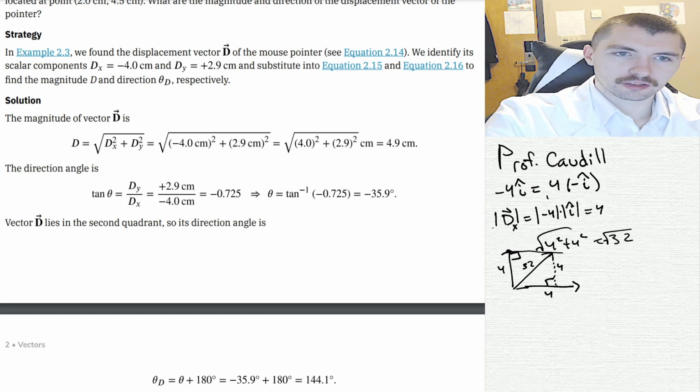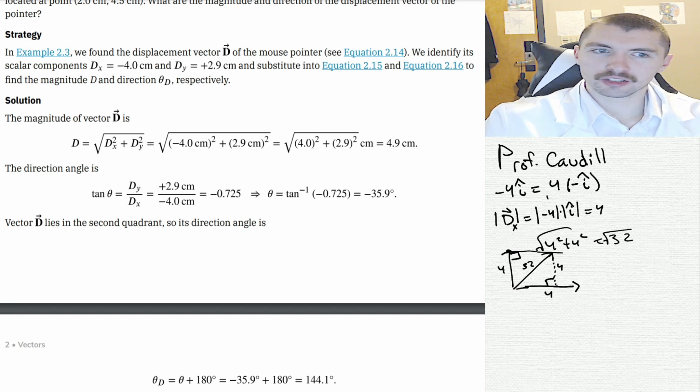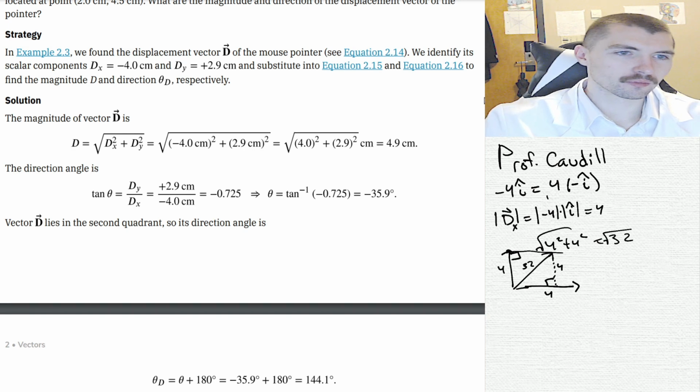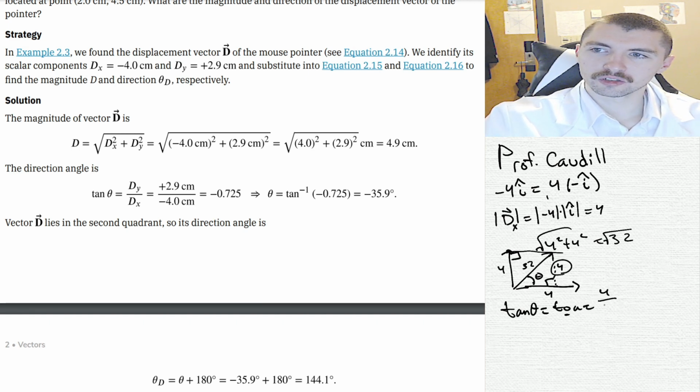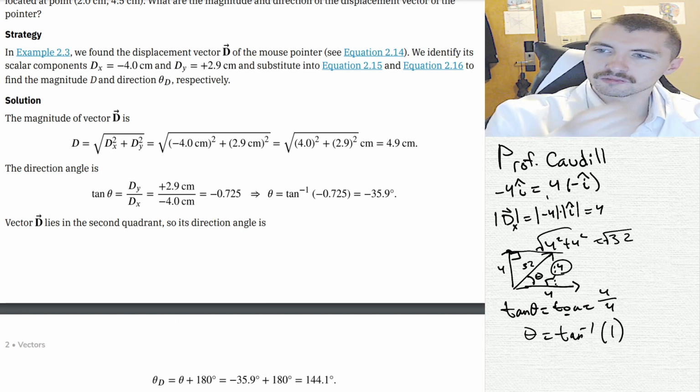So, pretty self-explanatory, I would say. Probably the harder one is taking the tangent. If we want to know theta here, tan theta is TOA, opposite 4 over adjacent 4. So theta equals the inverse tangent of 1 in my example.